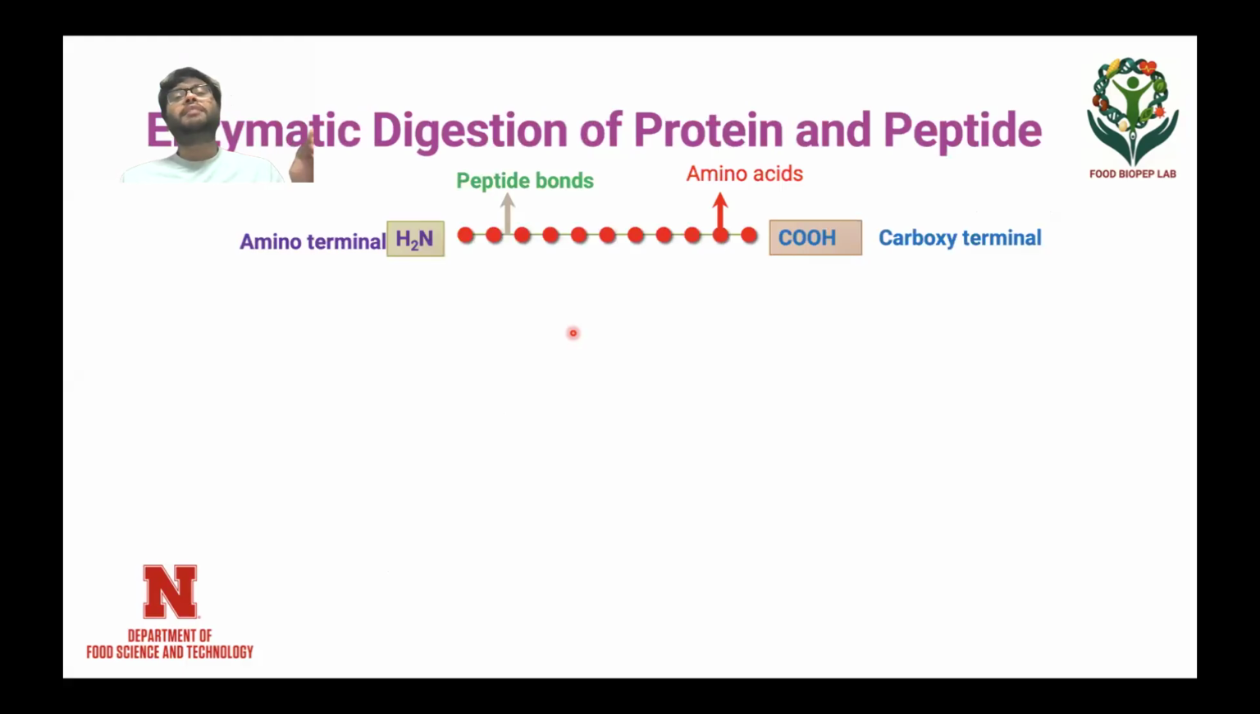Now, talking about enzymatic digestion or hydrolysis or proteolysis of proteins to form peptides. So this is a typical protein structure. It's a schematic. So this is the amino terminal and the carboxy terminal. It has different amino acids that bind together with these peptide bonds. So the red dots are the amino acids and the blue lines are the peptide bonds. Let's think of it that way.